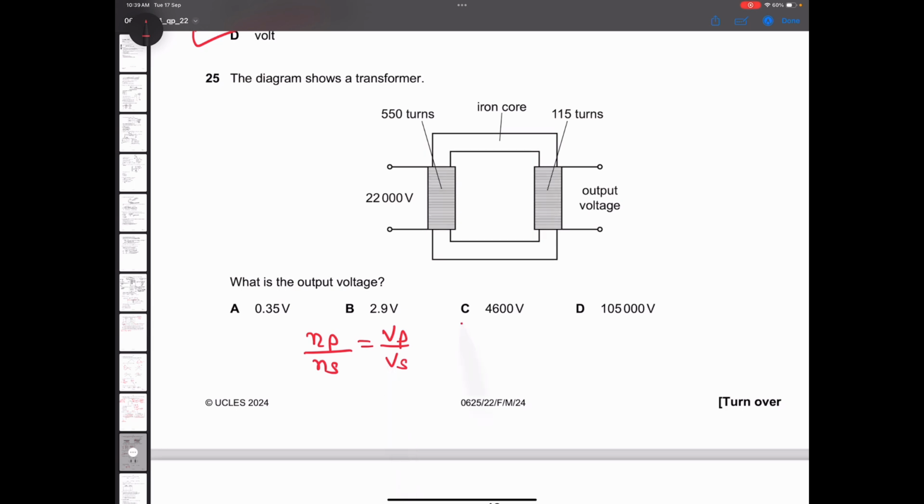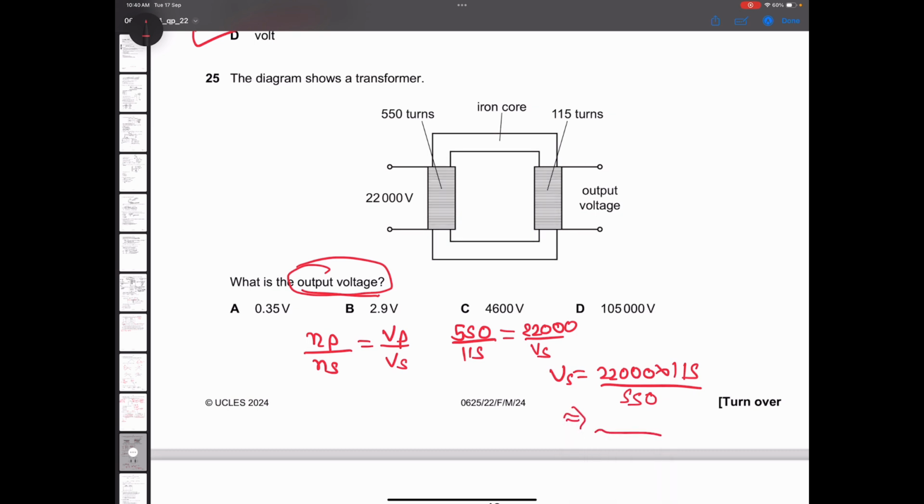Do we know the number of turns in the primary coil? Yes, it is 550. Do we know the number of turns in the secondary coil? Yes, it is 115. Do we know the voltage in the primary coil? Yes, 22,000. Do we know the voltage in the secondary coil? No, that is what we are trying to find out. Output voltage is the one with the secondary connection. So we will leave it as secondary voltage or the output voltage. So this will be 22,000 times 115 by 550. The answer will come out to be C. So 4600 volts.